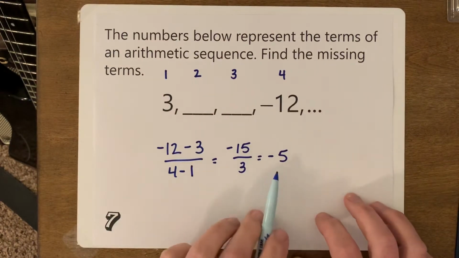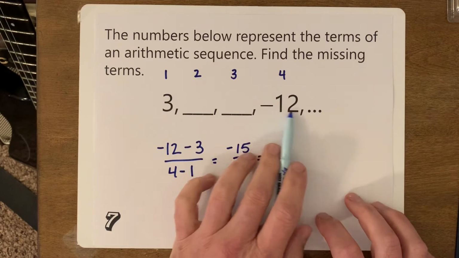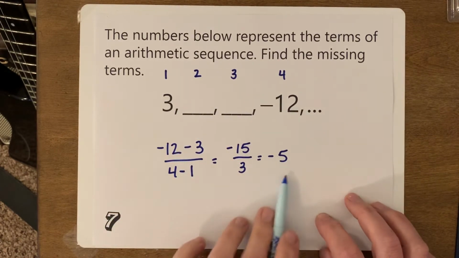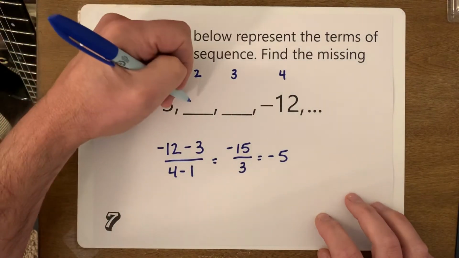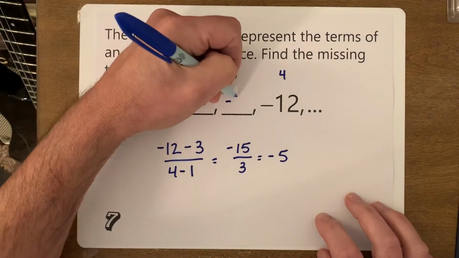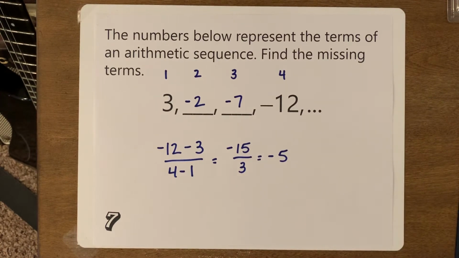And that makes sense that it's negative because it's going from 3 and it's gradually going down to negative 12 here. So it's got to be going down, decreasing. Well, negative 5 should be our common difference. So let's see if that works. 3 take away 5 would be negative 2. Take away another 5 would be negative 7. And then take away another 5, negative 12. So now we know we have that one.